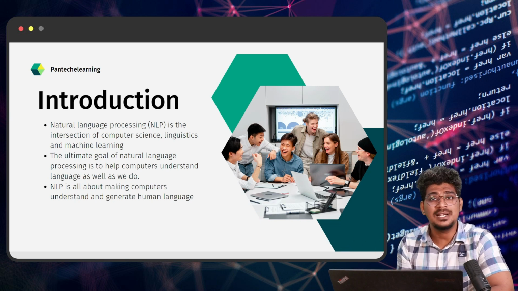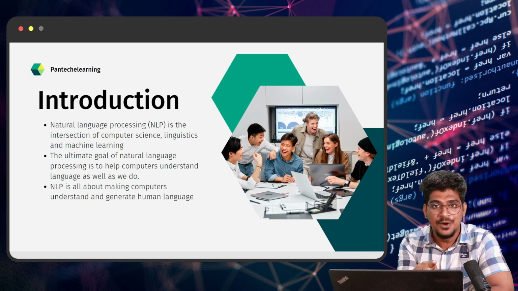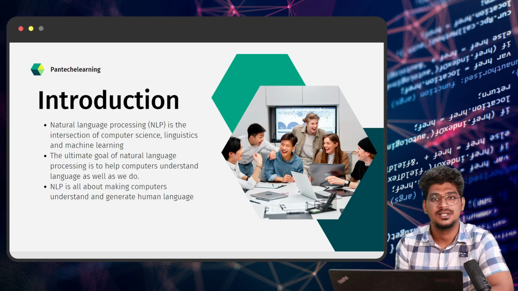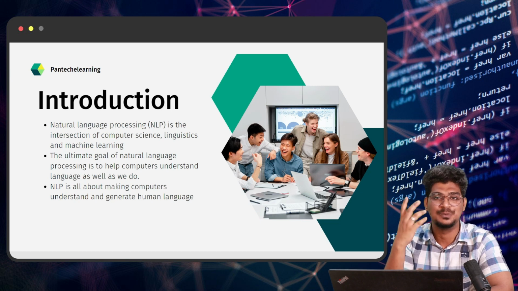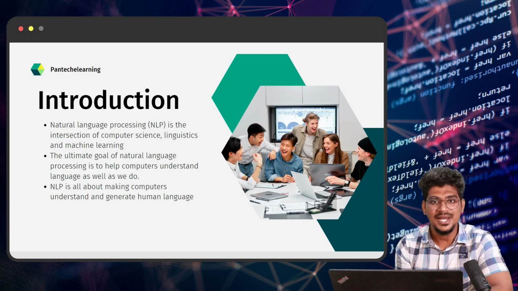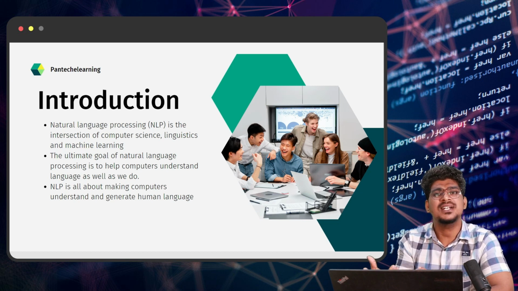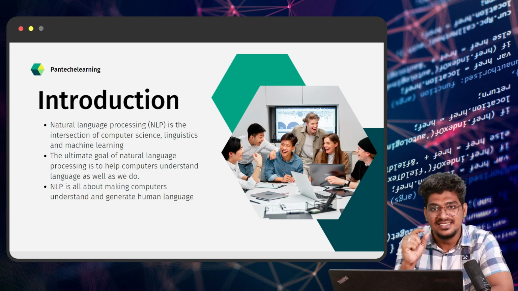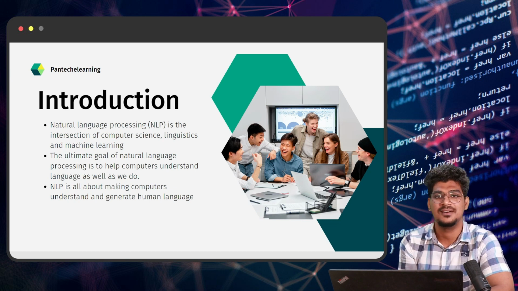So what about the computer? It is not an easy task for the computer. How can it be easy? With the help of NLP, it is possible for the machine to understand. So what is the ultimate goal of NLP? NLP will help the computer understand human language as well as we do. Normally the human can understand, and in the same way the computer can also understand human language. That is the main ultimate goal here.